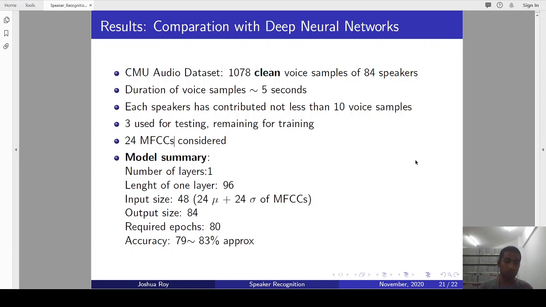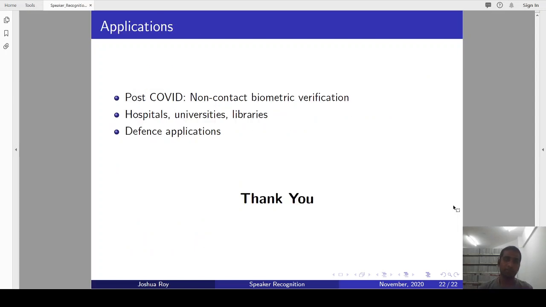For the neural network we have to train with 10 samples, and we are only getting an accuracy of 79 to 83%. The required epochs, that is the time required, was 10 minutes to train. In our case it was just a few seconds with GMM and VQ. So these are the advantages over neural networks. But people use neural networks because they have good scalability. In our case, for a truck, we did not need scalability. We needed a maximum of 50 people.